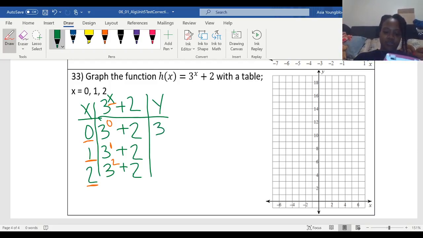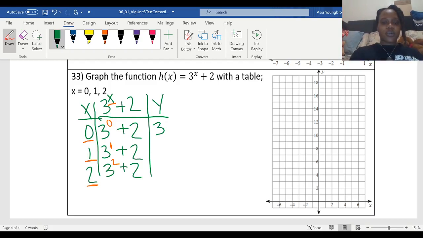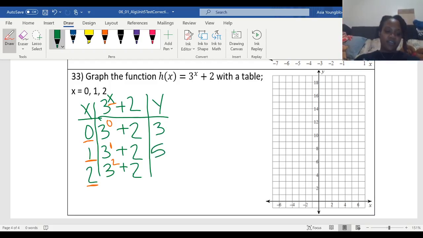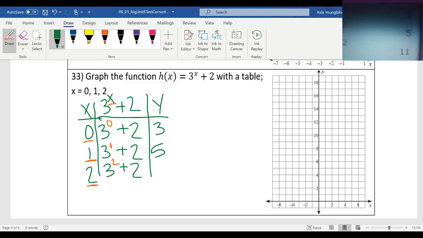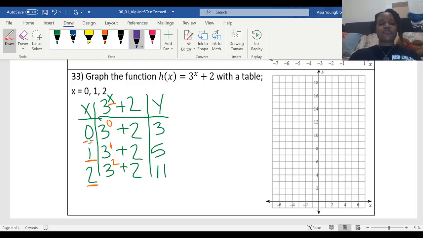Changing that 0 to a 1, 3 to the first power plus 2 gets us 5. So our next point is going to be 1, 5. And our last point, changing that 1 to a 2, 3 to the second power plus 2 gets us 11. So our last point is going to be 2, 11. And now we need to graph those points. This first point, 0, 3, 0 on the x value, go up 3. So this first point is here.